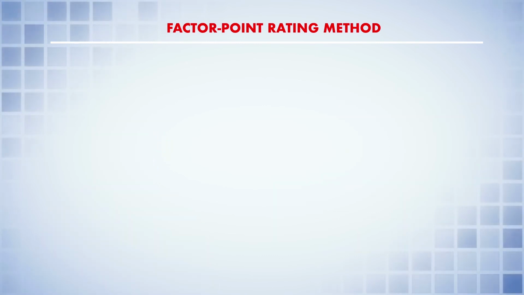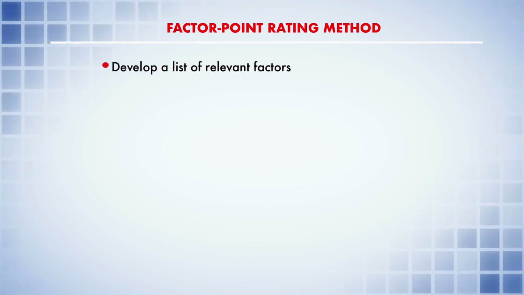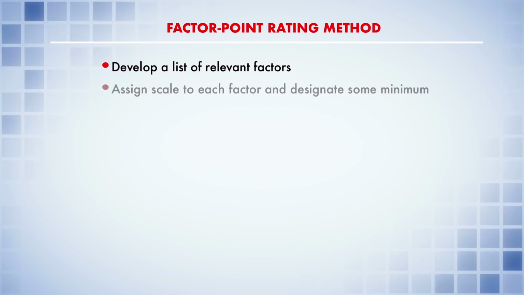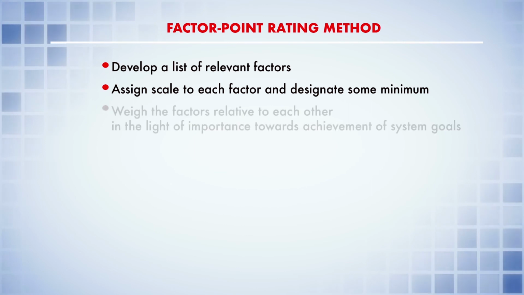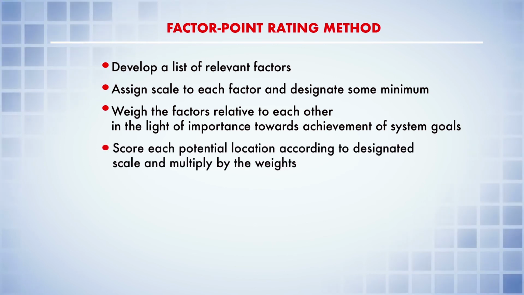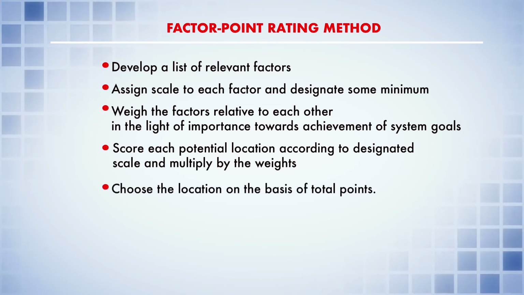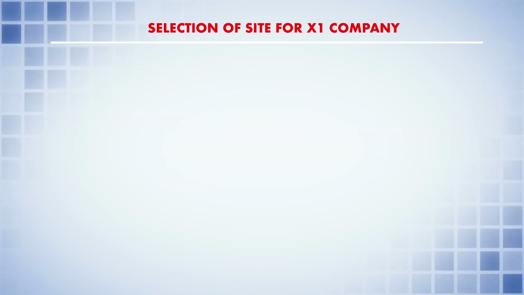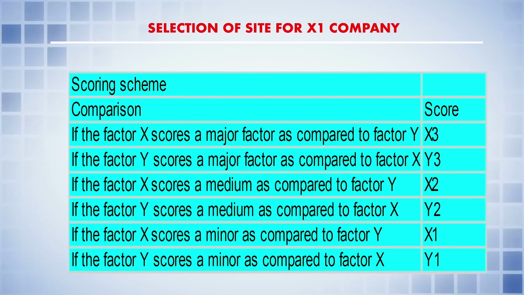Now, in the factor point rating method, we will develop a list of relevant factors, we will assign a scale, we weigh the factors, we will make a comparison among the factors, then score each potential location on the basis of some scale, and then we will choose the location on the basis of the total point.